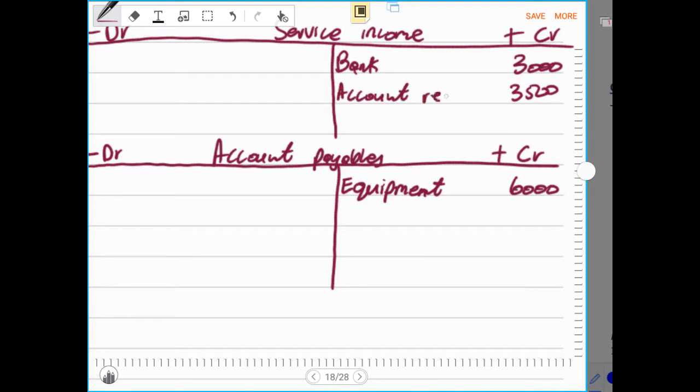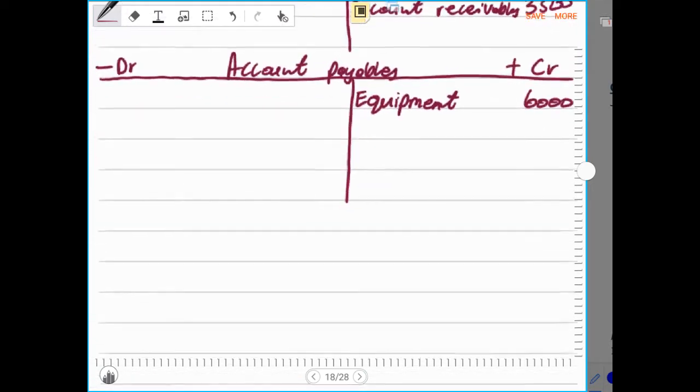And therefore now it is because of the account receivables. The money was not received. Therefore now the double entry will be account receivables. Then after we open a ledger account for account receivables.